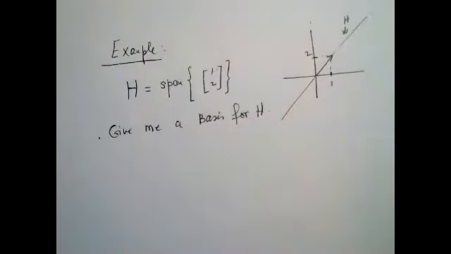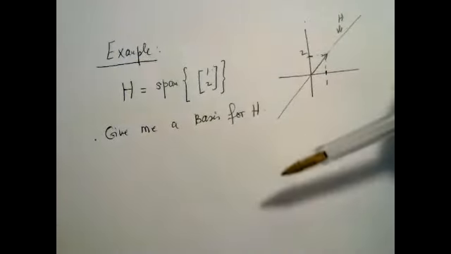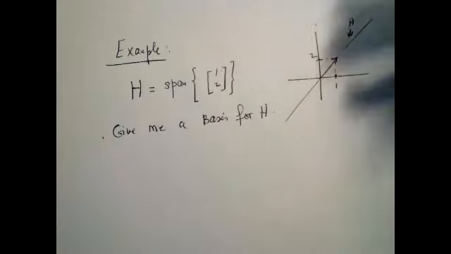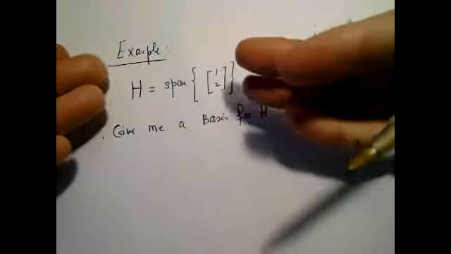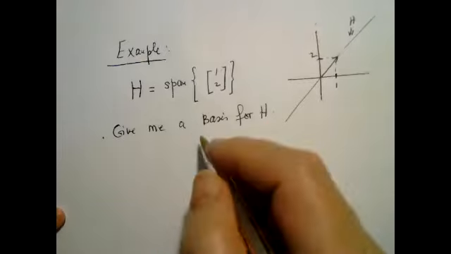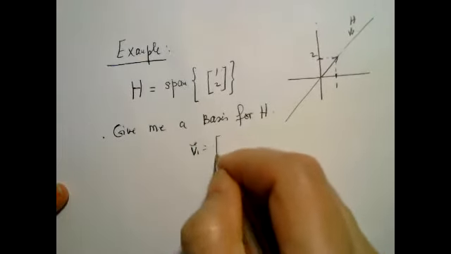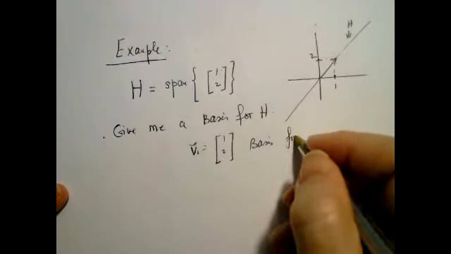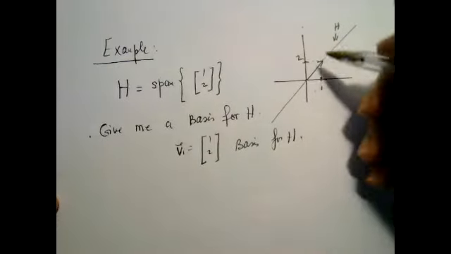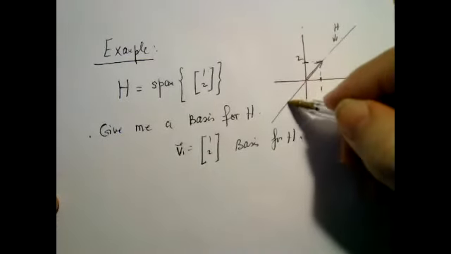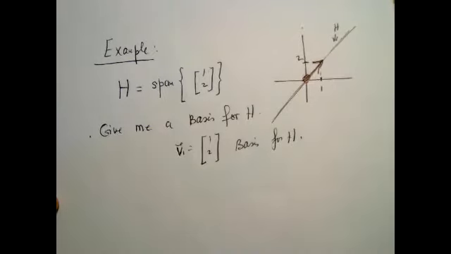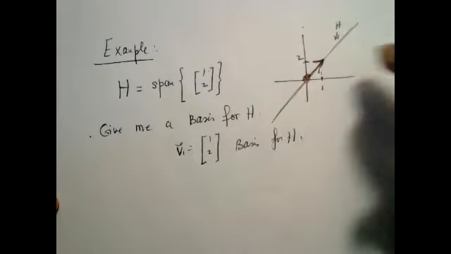What's the basis for H? It means I want something, I mean, it's simpler than you think. I want vectors that are linearly independent, and when you span them, you get all of H. So what's the most natural basis for this subspace? Exactly, the vector V1, (1, 2). That's a basis for H. So in this case, your subspace is basically this line, and the basis for it is just one vector on the line, because when you span it, you get everything.